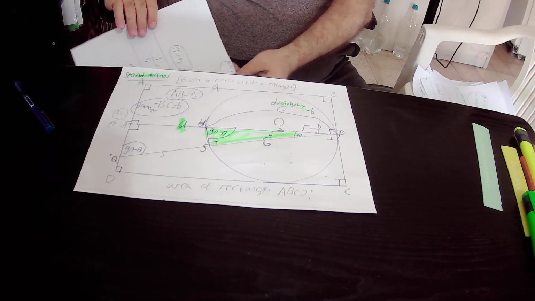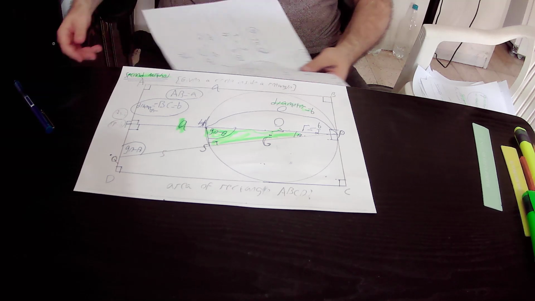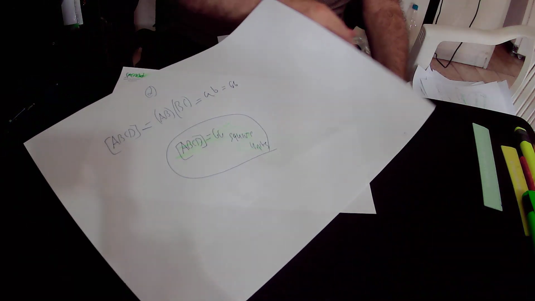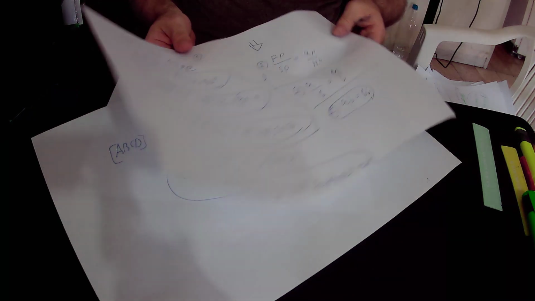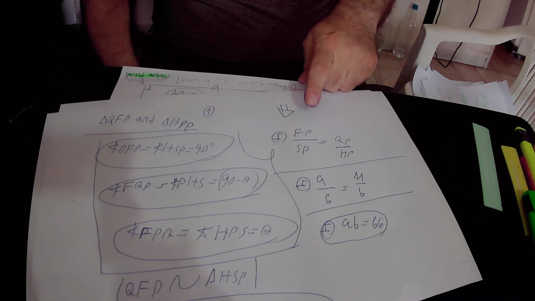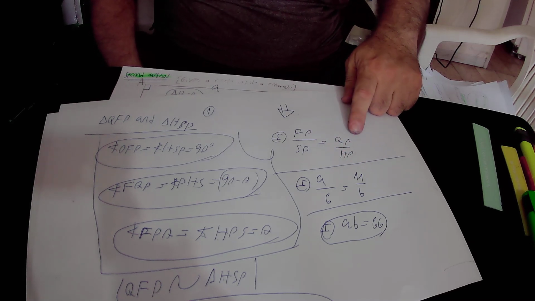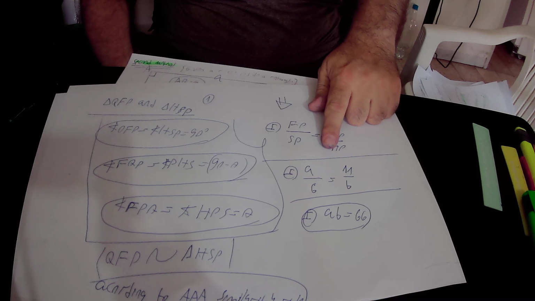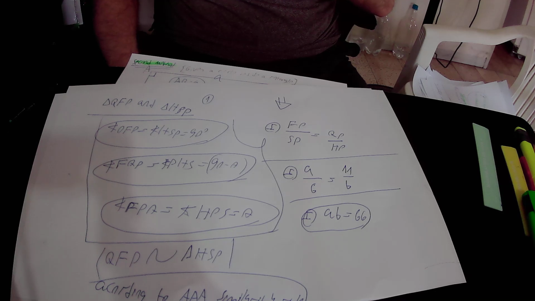And here we prove that the two triangles are similar to each other, and from the fact that they are similar, we conclude that FP over SP equals QP over HP. FP is A, SP is 6, QP is M, and HP is B. Here we first multiply out equation number 1, and we found out that AB, that is the area of rectangle ABCD, equals 66 square units.